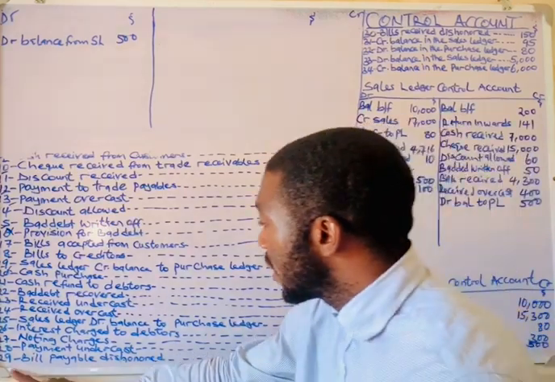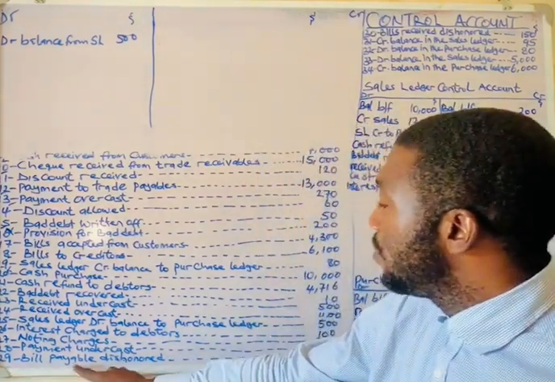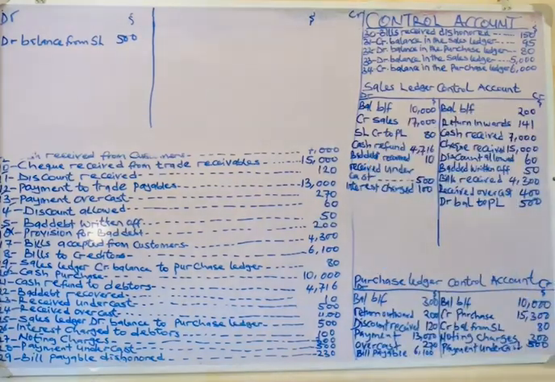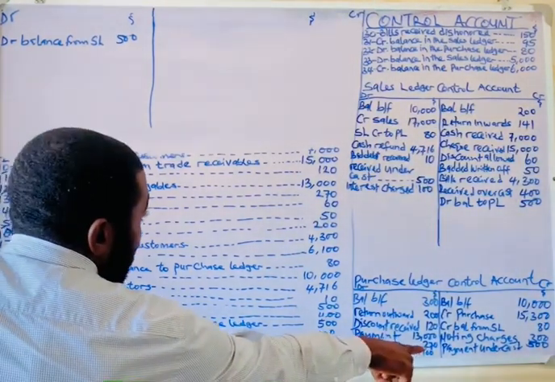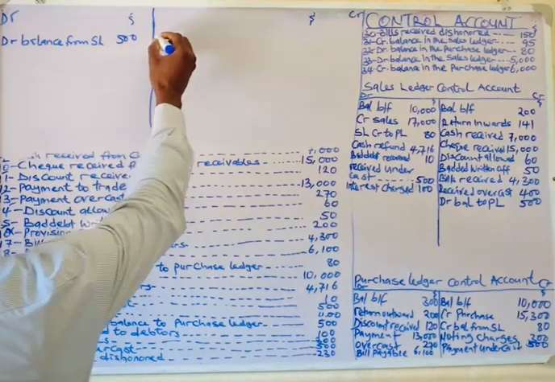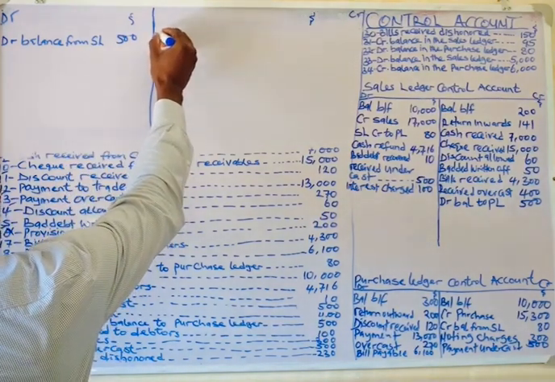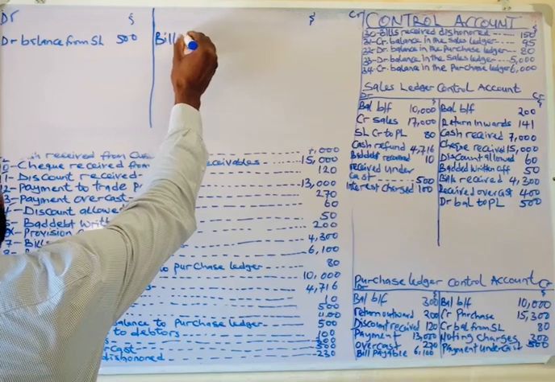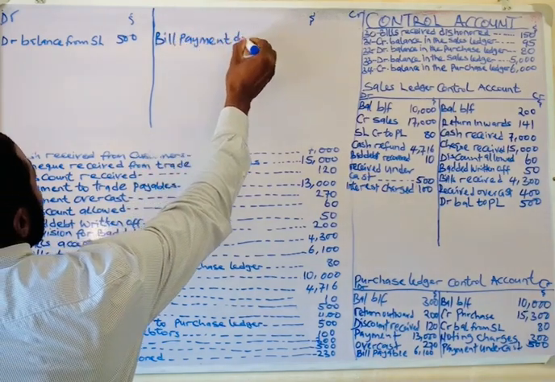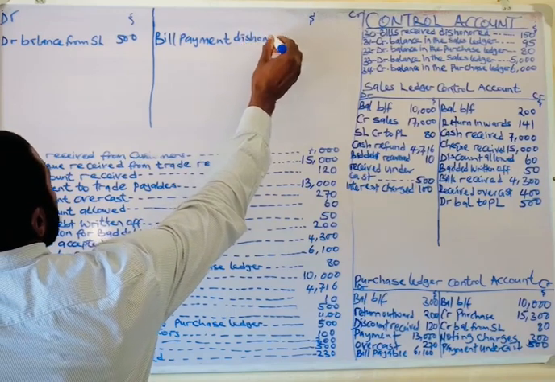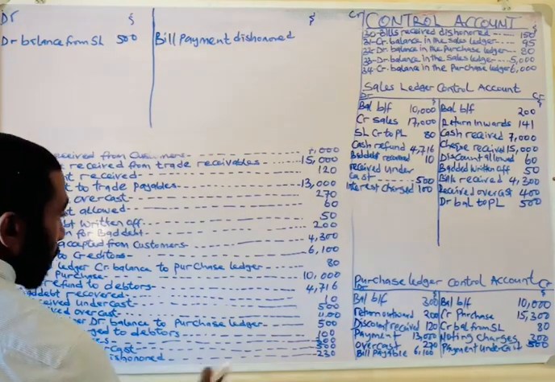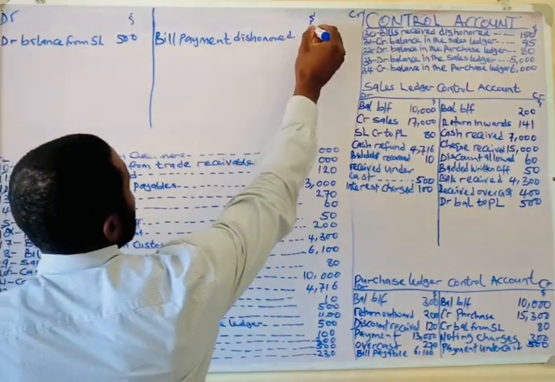So the next transaction is bill payable dishonored. Bill payable dishonored will add to our credit side of the purchase ledger. You say bill payment dishonored, and the bill payment dishonored is $230.